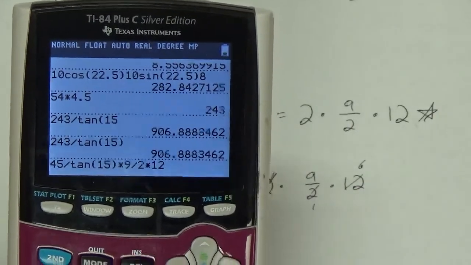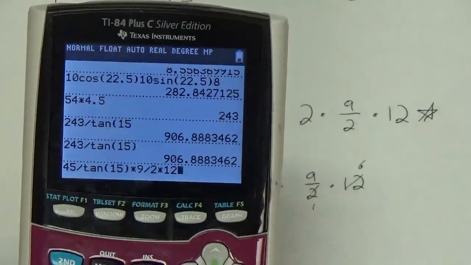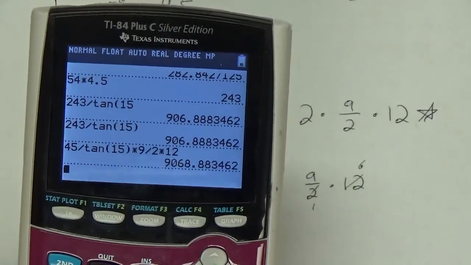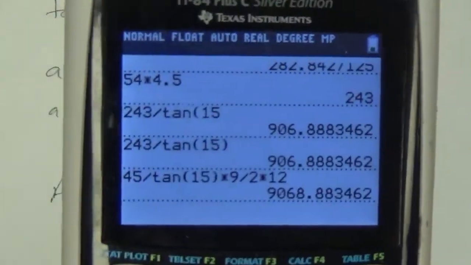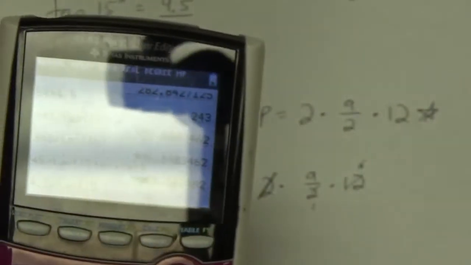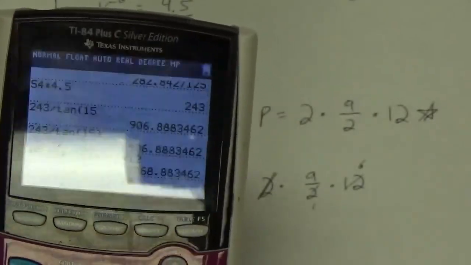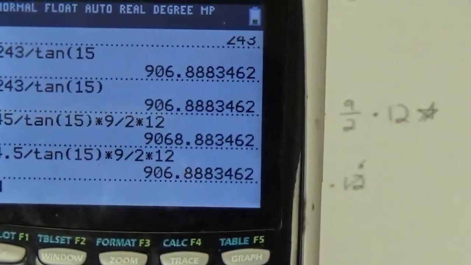times 12. Now, every now and then this can be a problem depending on the calculator. So I don't think it's going to be an issue here. All right. And why is that off? Because I didn't put the decimal in there. See that decimal? I completely forgot. I put 45. Let's try that again. 4.5 divided by the tangent of 15. Close times 9 divided by 2 times 12. Okay, same exact answer, 906.89.